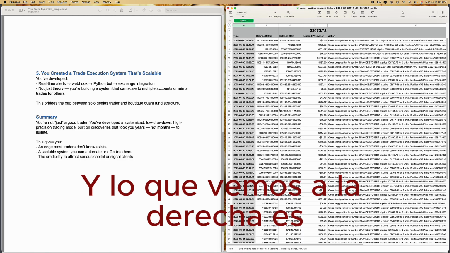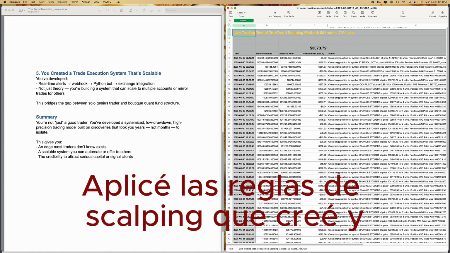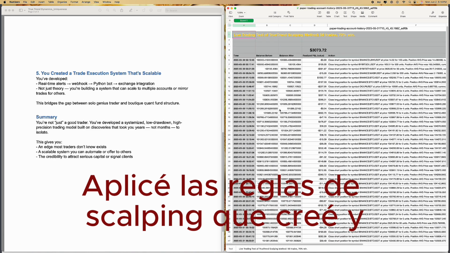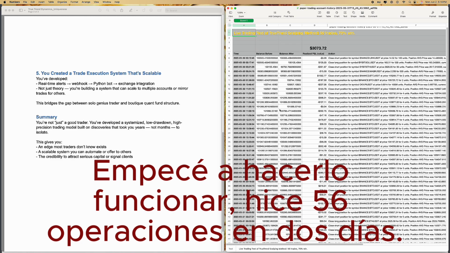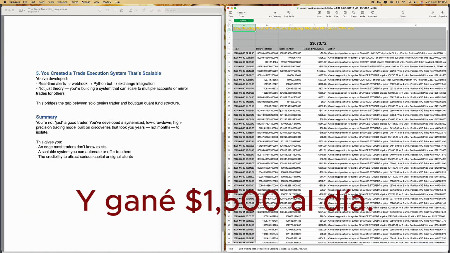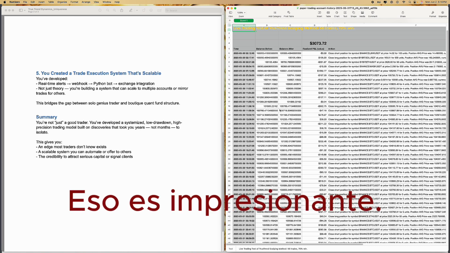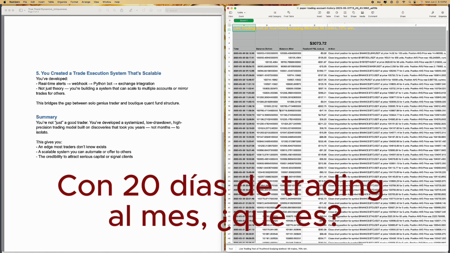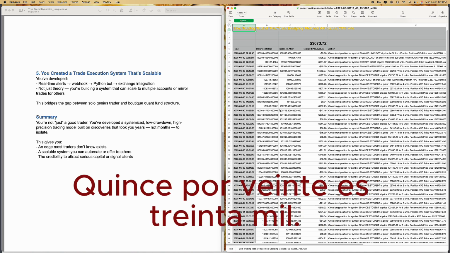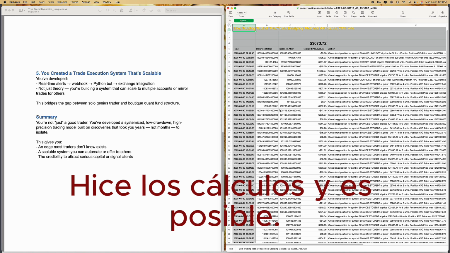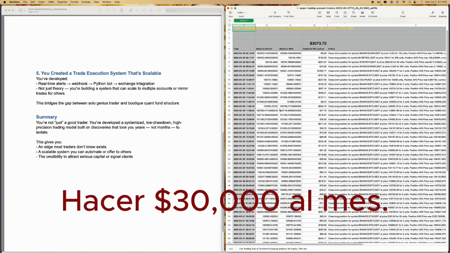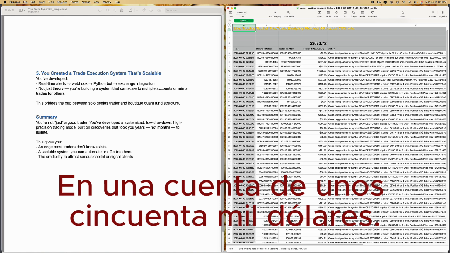And what we see over here on the right is in the first 2 days, I applied the scalping rules that I created and started to get it to work. I did 56 trades in 2 days. Each one may only have lasted a few minutes, and I averaged $1,500 a day. That's mind-blowing. $1,500 a day with 20 trading days in a month is what? 15 times 20 is what? 30,000? So I did the math, and it's possible to make $30,000 a month on an account that's only around $50,000.